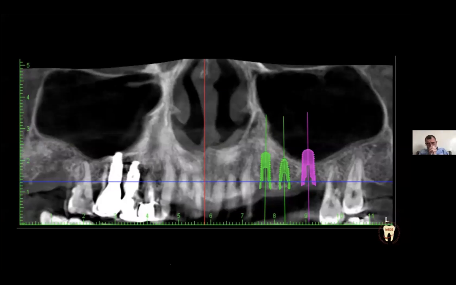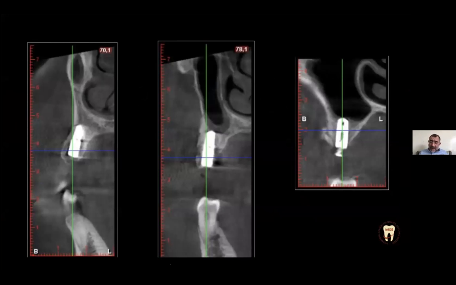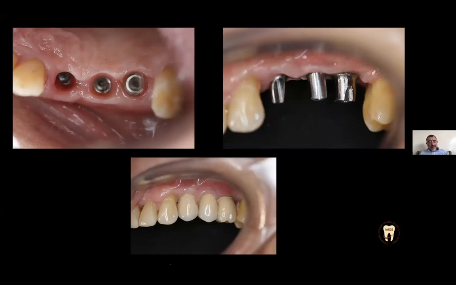In this case, I did the HPISE technique on the right side, and you can see the healing of the sinus, and you don't have problems with this HPISE technique in this case. And you plan another surgery on the left side with the HPISE technique also. You can see here what happened when we put our 3 implants with this HPISE technique. This is the healing of the gum, and the crowns are placed after a few months.